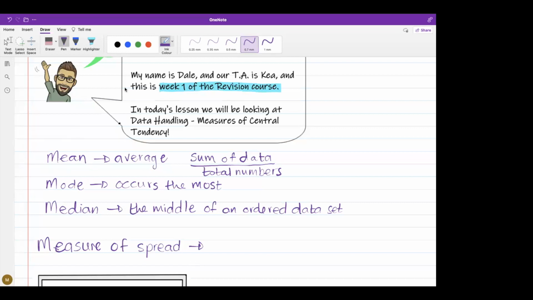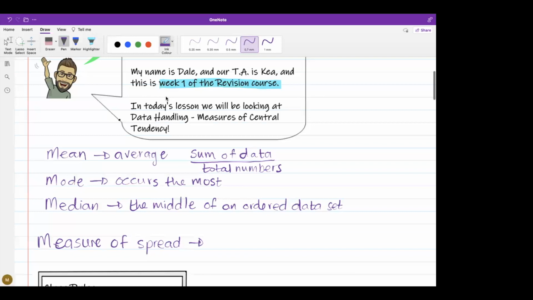Ma'am, the measures of spread tells us how far apart the data values are in a data set. That is a fantastic answer. Well done. Okay, so how far the data is spread, and how do we work that out? How can we show that spread? What do we calculate?